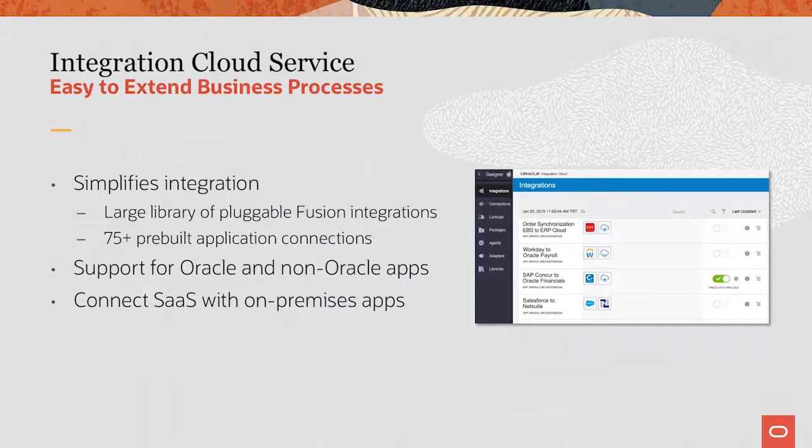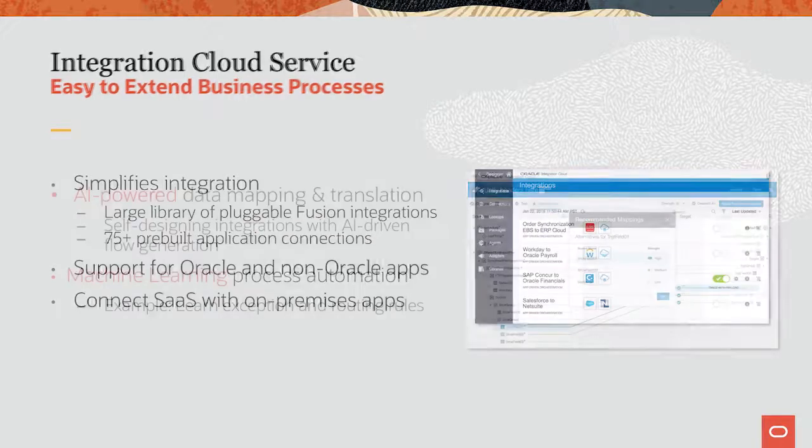It has, of course, the connectivity of SaaS, Fusion applications with on-premises. A lot of our customers using Fusion applications have tons of applications running on-premises, and they need to be connected. And OIC is something that really helps you connect the two different environments with each other.